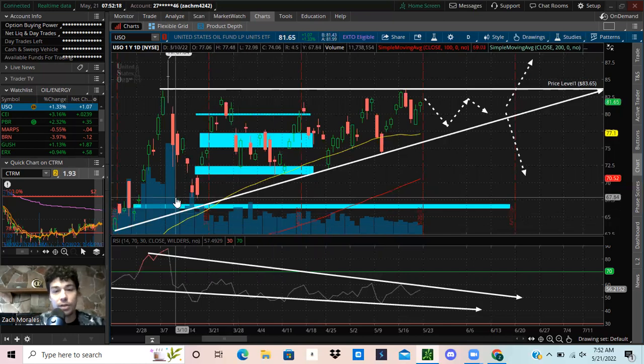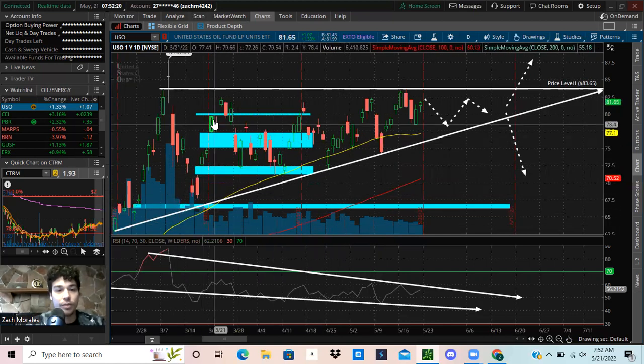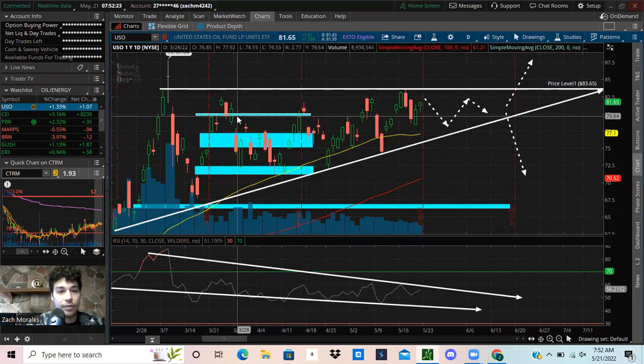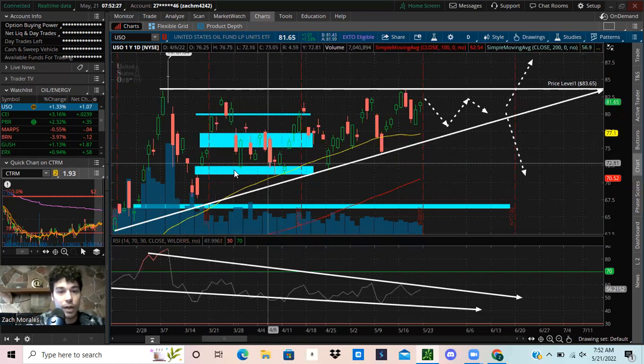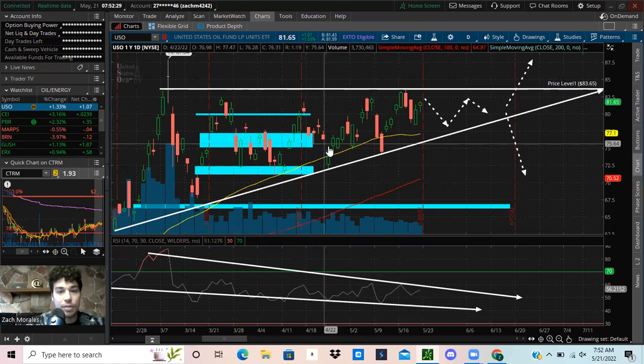And this chart has a bunch of gaps all over it, but they've all been filling. We have a gap here that filled. The gaps are going to be these blue boxes. We have a gap here that filled. We have a gap here that filled. There's gaps all over the chart. Gap here that filled, gap here that filled. So, USO has been doing a good job of filling its gaps on the daily chart.